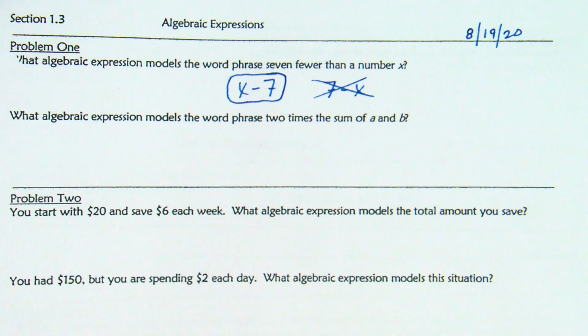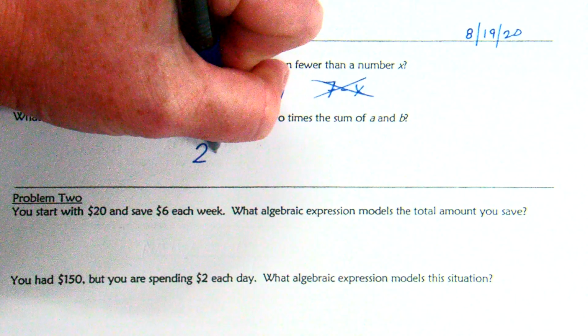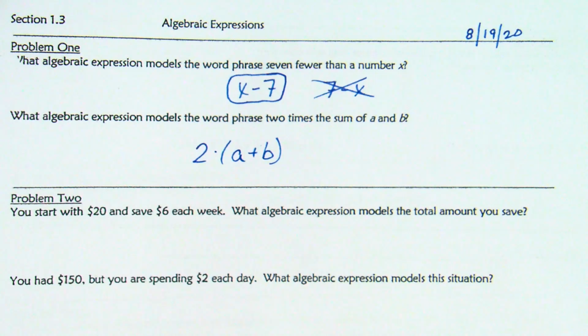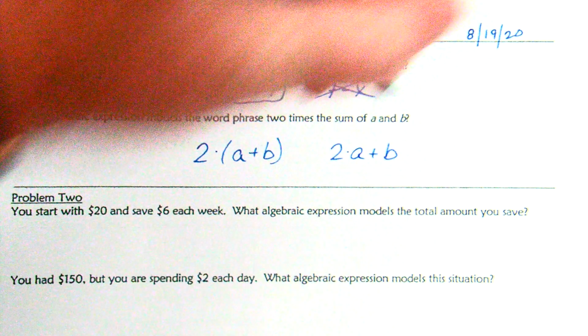Next one. What algebraic expression models the word phrase 2 times the sum of a and b? What do you think, Alyssa? How do you want me to write that? So she's saying 2 times a plus b, and she says, do I put a plus b in parentheses? That's what Alyssa was trying to get me to write there. Yes or no? Yeah? Okay. Do the parentheses have to be there?